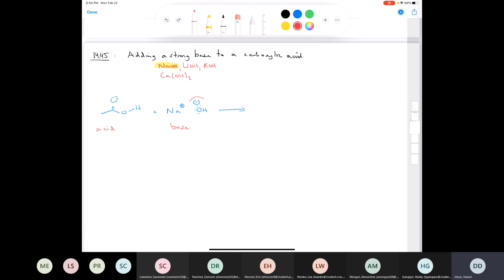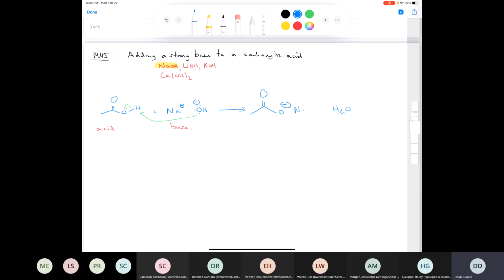So here's my hydroxide, which is really the basic part. It is going to take the proton from the carboxylic acid. It pulls it off, and the two electrons in this bond end up going on the oxygen. When that happens, you end up with the carboxylate. If hydroxide takes a proton, you end up with water. And then you also have the sodium cation.